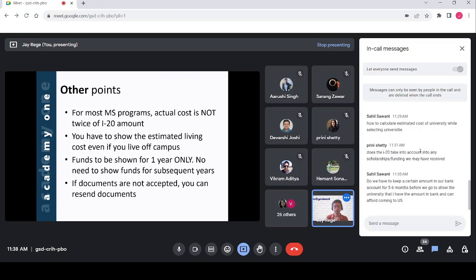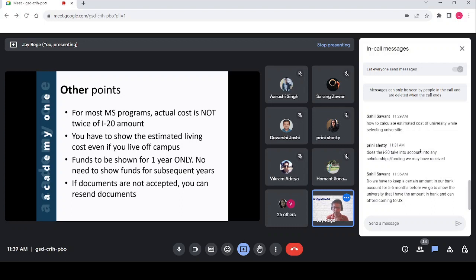If the amount is exactly equal to or even $1 more than what their requirement is, they will issue the I-20. You will find a lot of stuff on the internet, people saying that you need to show 1.5 times the amount that the university requires. That is absolutely not true. You just have to show the minimum amount that they require. So if their estimated cost is $45,102, if you show $45,102, they will issue the I-20. If you show $45,101, they will not issue the I-20. It is as simple as that.